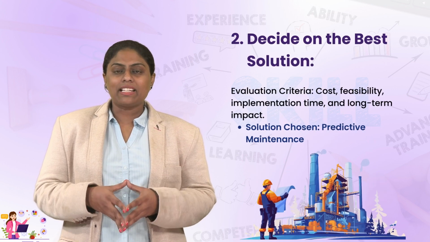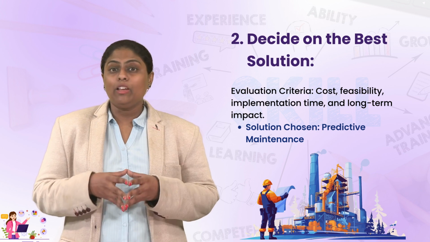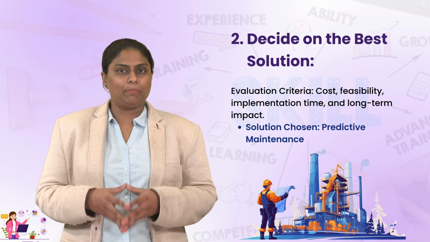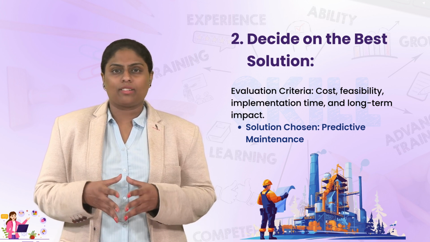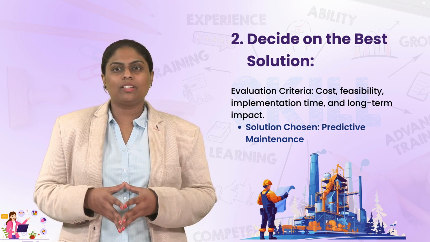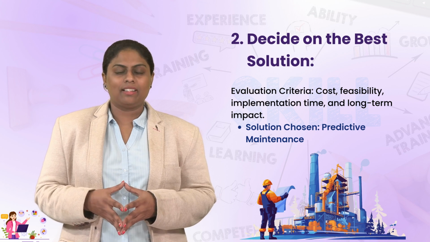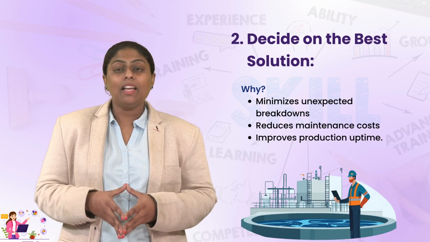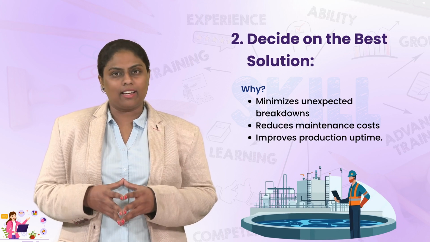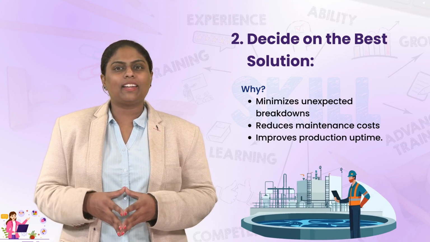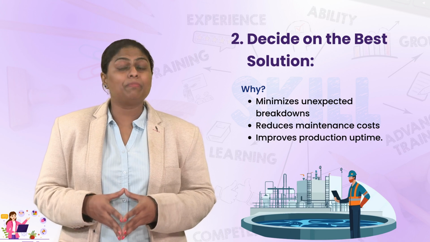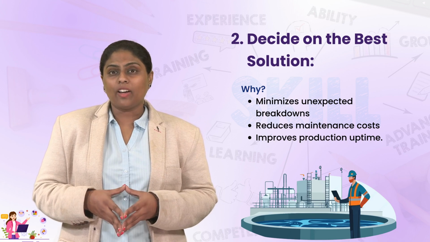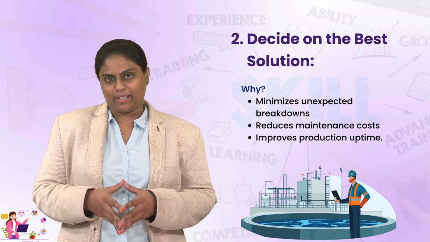Second is decide on the best solution. Evaluation criteria include cost, feasibility, implementation time, and long term impact. Solution chosen is predictive maintenance. Why? Because it minimizes unexpected breakdowns by predicting failures early, reduces maintenance costs by addressing issues before they escalate, improves production uptime, ensuring delivery commitments are met.